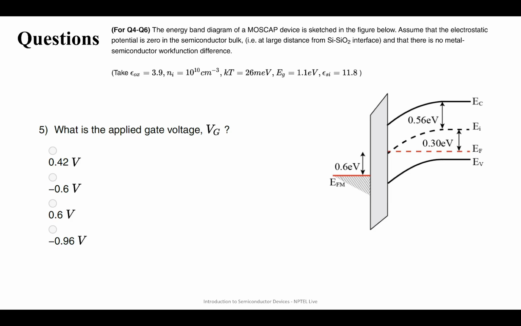Next is, what is the applied gate voltage VG? 0.42 volts, minus 0.6 volts, 0.6 volts, or minus 0.96 volts.